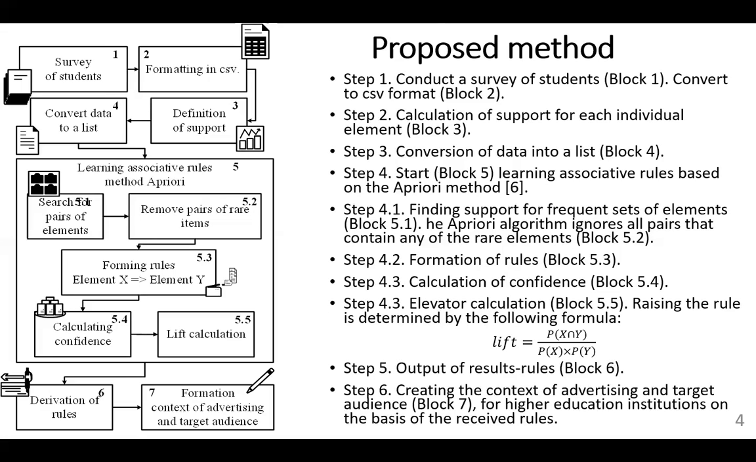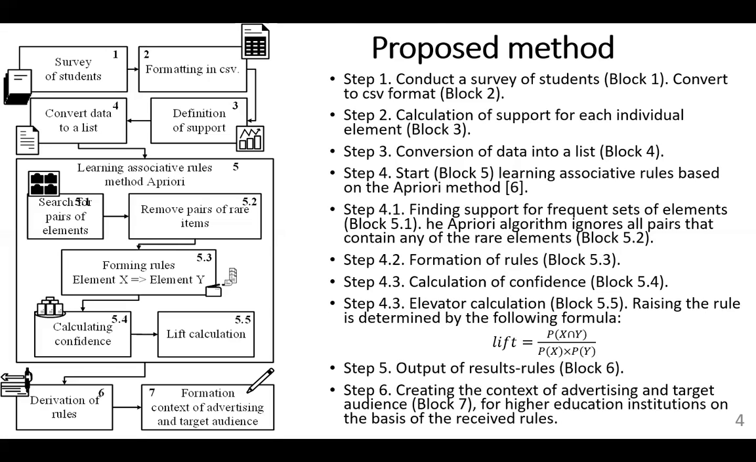Step 4.3. Lift calculations, block 5.5. Lift of a rule is an indicator of effectiveness, which indicates the strength of the relationships between the products in a rule. The lift of the rule is determined by the following equation. In this equation, P is the probability of frequency of combination of elements in the generated rule.